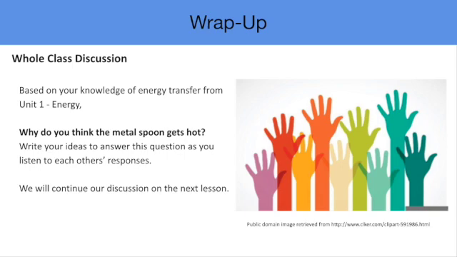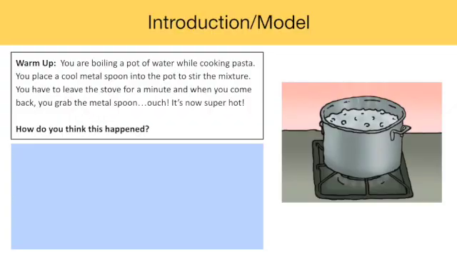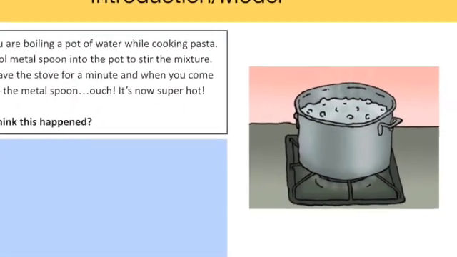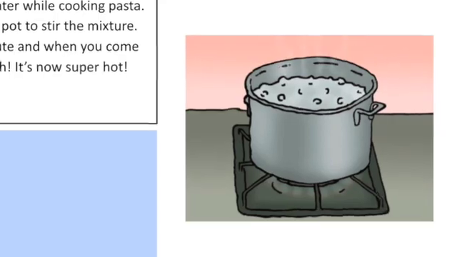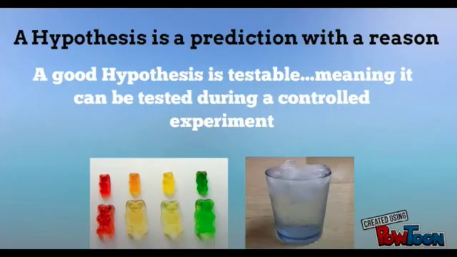in a class discussion. The next day, on day 35, students will continue to use this scenario to practice writing a scientific hypothesis. Why does the spoon get hot when it's left in boiling water? The video embedded in slide 14 provides a great overview of how to write a scientific hypothesis. The definition for hypothesis given in the video is a prediction with a reason.